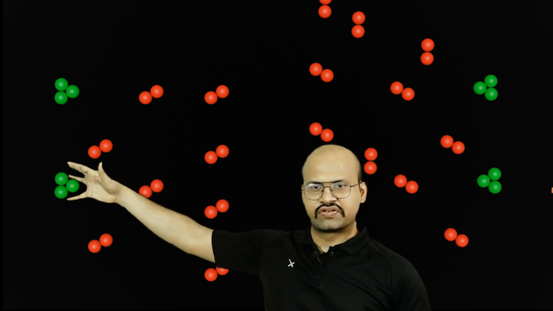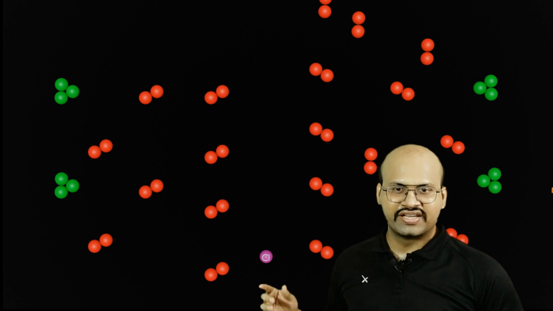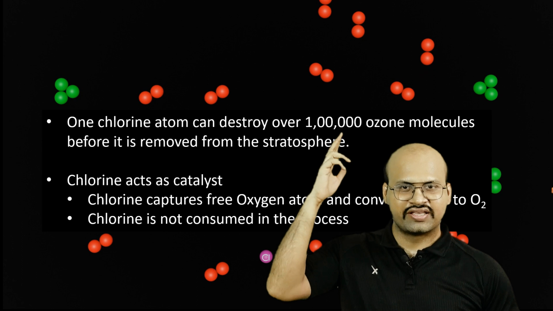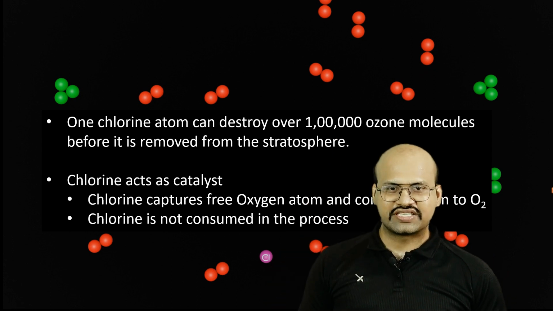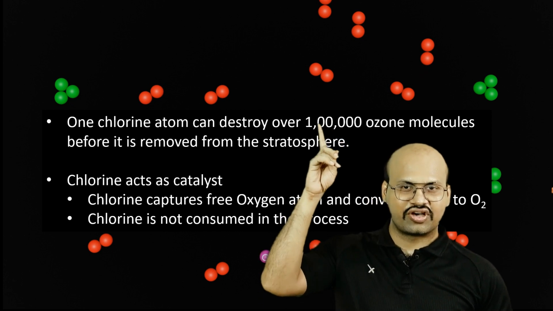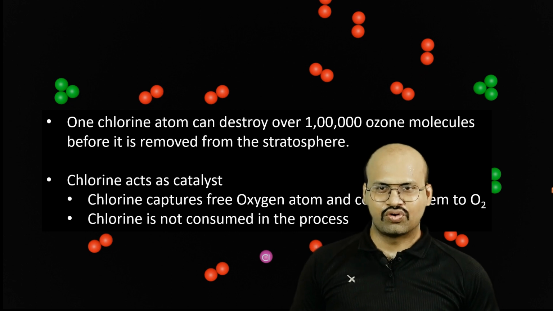Only in the regions which are far away from chlorine, we can see that the normal reaction is going on. So this is exactly the process by which chlorine destroys ozone. One chlorine atom can destroy as many as 1 lakh ozone molecules. So you can see that before a chlorine could be removed, a single chlorine atom can destroy this many ozone molecules. That is why chlorine is a serious threat to ozone.